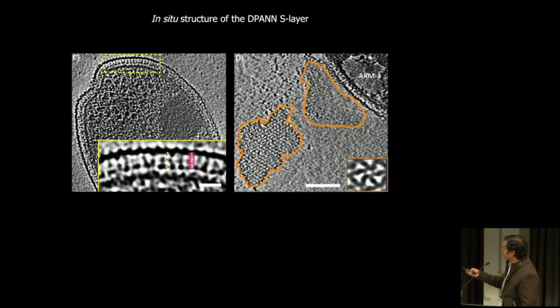We are also looking to solve the structure of the S layer of the smaller cell, the DPANN cell, but the lattice is not perfect here, so getting a high resolution structure of the DPANN S layer was really challenging. But you can still see the top view of this S layer of DPANN, and we saw that it also forms a hexagonal lattice on the surface.